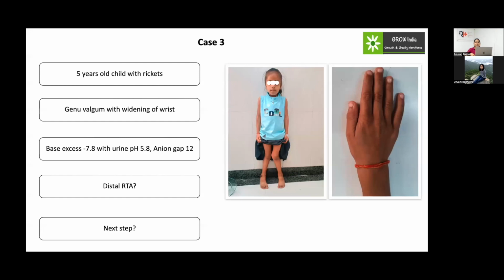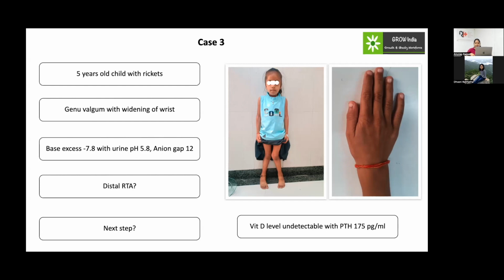So before you label somebody as RTA, the key question here is, what is the vitamin D level? ALP? What is the vitamin D level? And the metabolic acidosis is mild. So as discussed, it's unlikely to be RTA. So renal dysfunction we have to rule out, of course, as well as vitamin D deficiency and secondary hyperparathyroidism. So this was a case of vitamin D deficiency with secondary hyperparathyroidism.